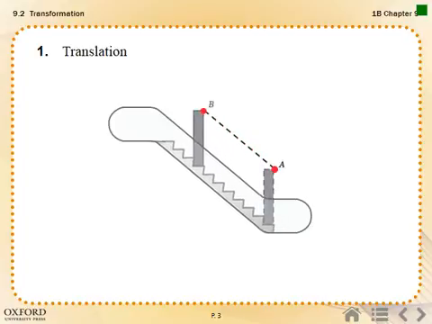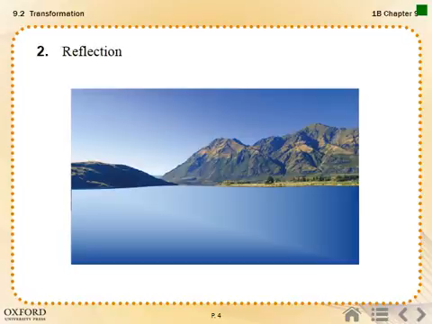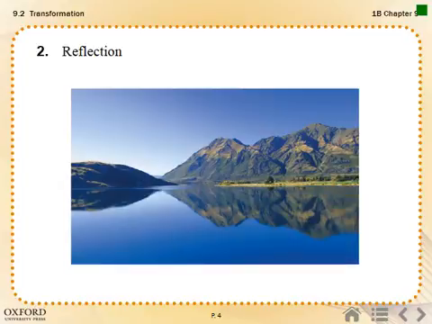The move of A to B is about the translation. 2. Reflection. The image of the scenery is called a reflection.